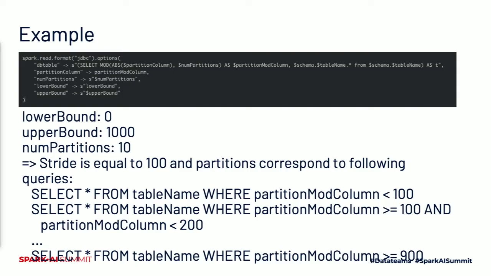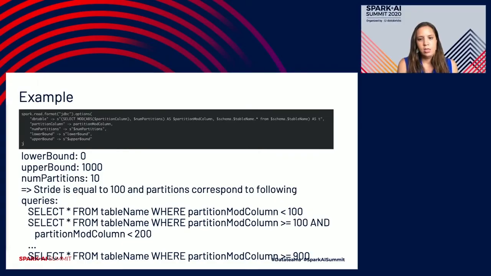Let's say that your partition mod column had 90% of the data over 900. Then that last query is going to take significantly longer to complete than the remaining queries. So again, you can use tricks like using a hash function followed by a mod to try to get your stride more evenly distributed as well.